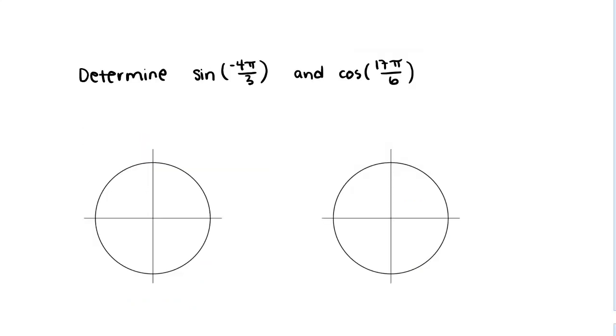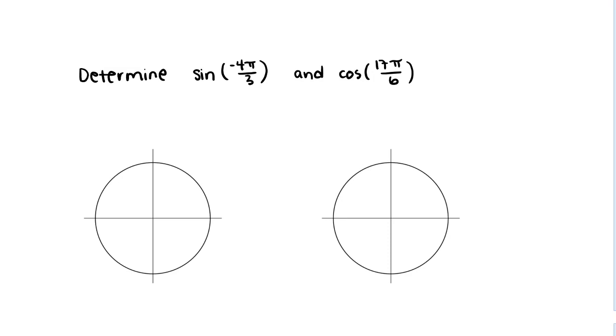Okay, so let's go ahead and warm up with these two examples here. I want to determine sine of negative 4 pi over 3 and cosine of 17 pi over 6. If you're feeling up for it, please go ahead and pause the video and try these examples yourself, and then we can work on them together.